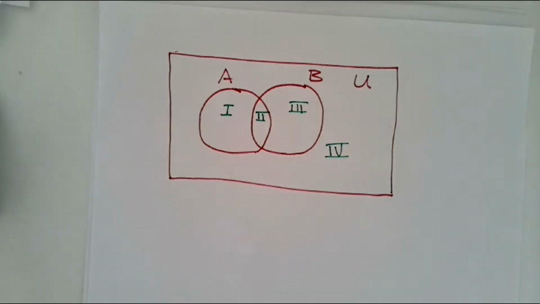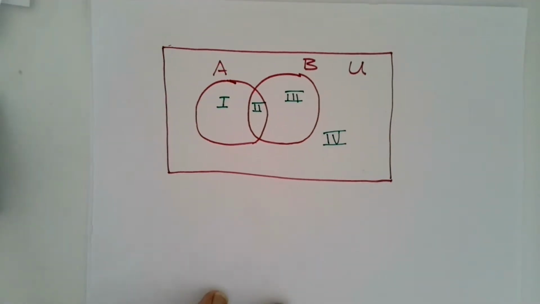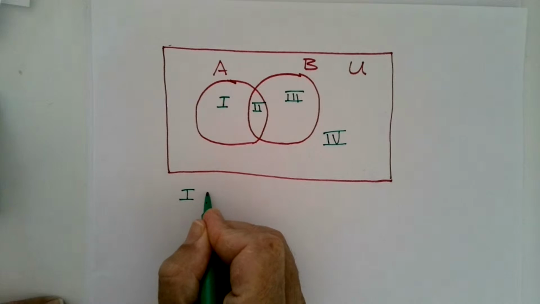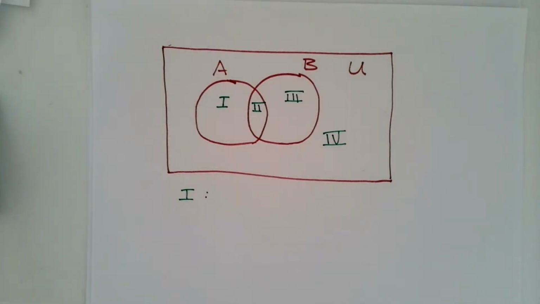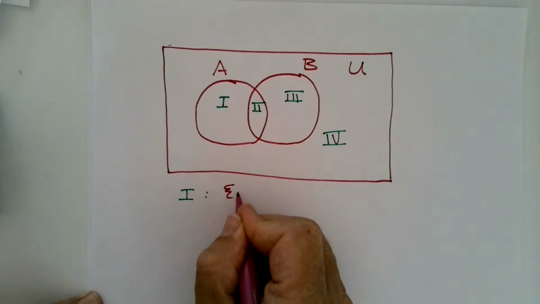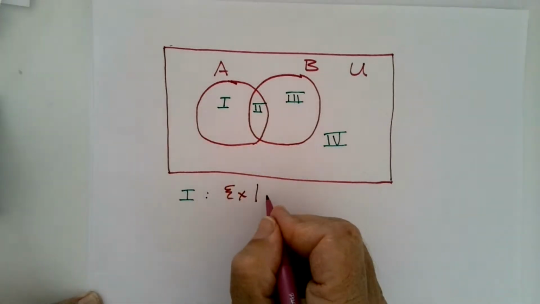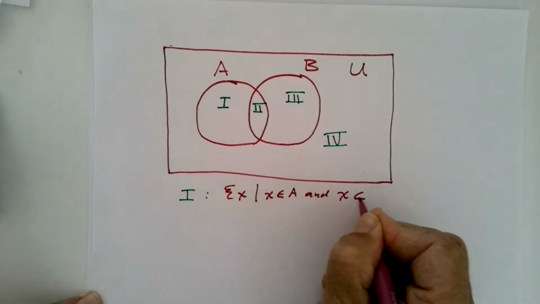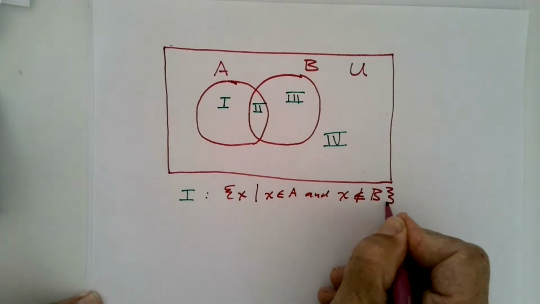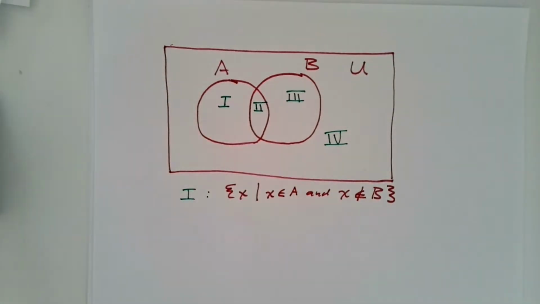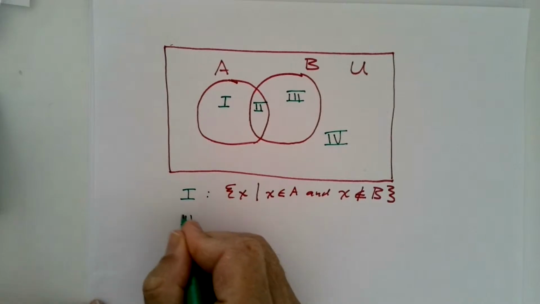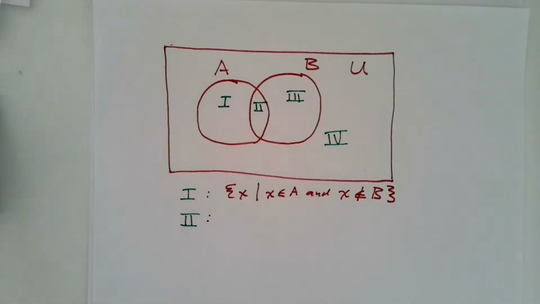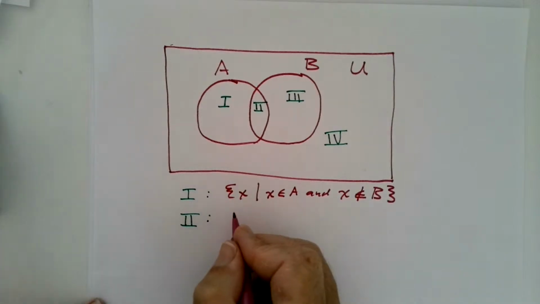Now, how do we describe these regions? I mean, how can we describe their location, what's in those regions? So region 1, what would that be? That would be values x such that x is in A and not in B. X is an element of A and X is not an element of B. So that's what's going to show up in region 1. Region 2, that's our overlap. Region 2, X such that X is both in A and in B.